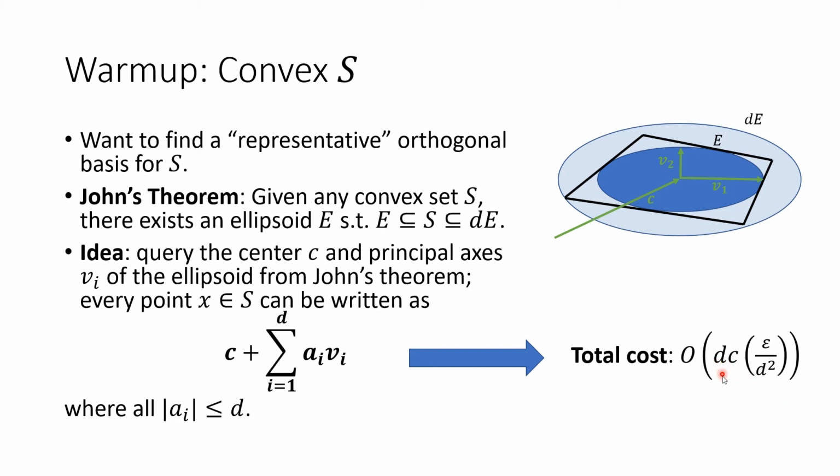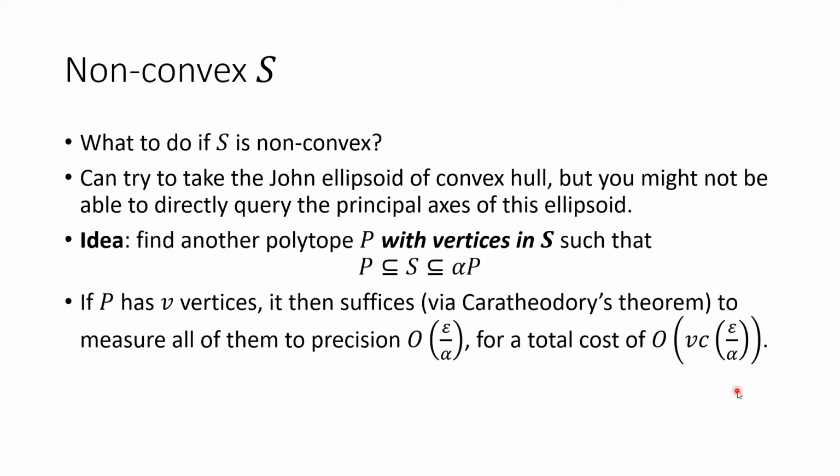Now, this is not the O of D times C of epsilon over D we said earlier. You can improve this slightly to O of D times C of epsilon over D to the 3/2, but also this method only works for convex sets S. So if you have a non-convex set S, what can you do? One thing you can try is to perform the same sort of John ellipsoid trick, and take the John ellipsoid of the convex hull, for example, but you might not be able to directly query the principal axes of this ellipsoid because they might no longer belong in S.